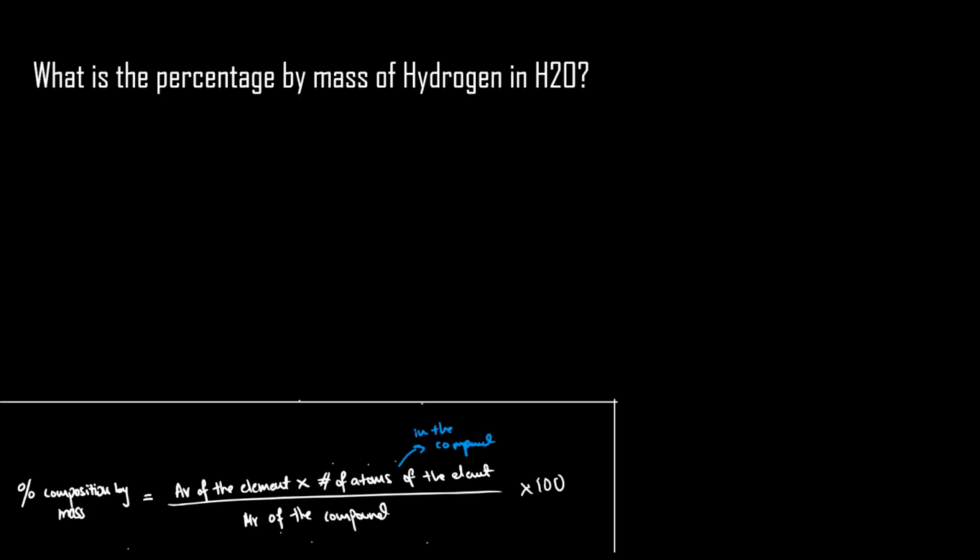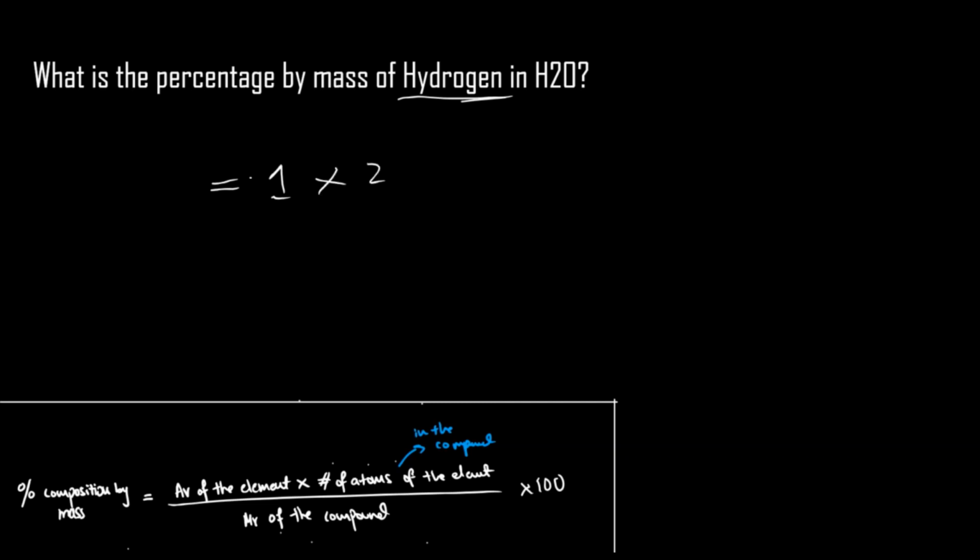Okay, so let's solve the first question. It says, what is the percentage by mass of hydrogen in H2O? Now, for your ease, I've written down the formula at the bottom so you can always view it. Let's solve this question. What is the AR of hydrogen? Because that's the element we're interested in. The AR of hydrogen is 1. And how many atoms of the element are present in the compound, which in this case is H2O? There are 2, H2O, so 2 hydrogen.